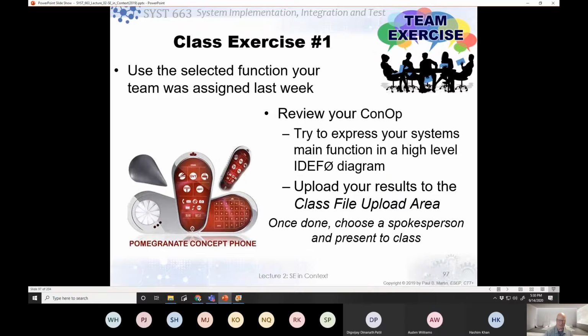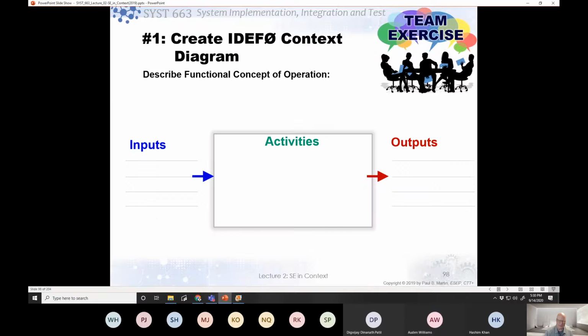And we just finished class 1 exercise where we actually create an IDEF diagram. We're going to see what they've come up with. There's still people not here yet. So I'm going to go on hold for a little bit and mute as we wait for the teams to come and join us.